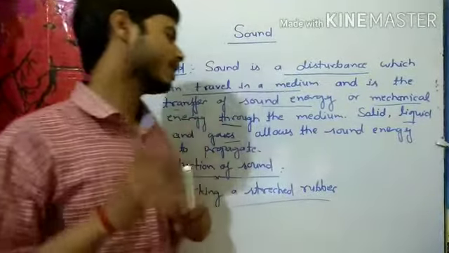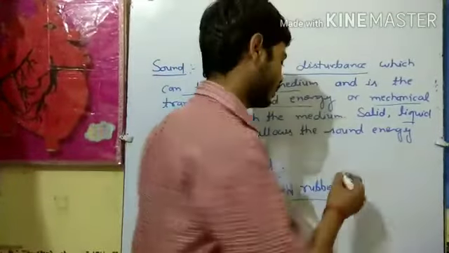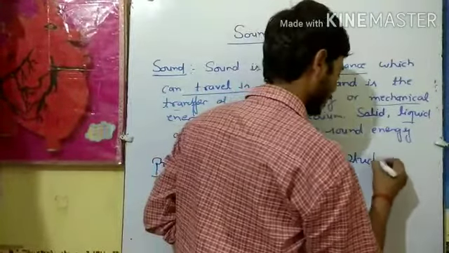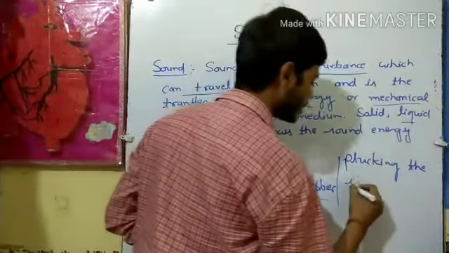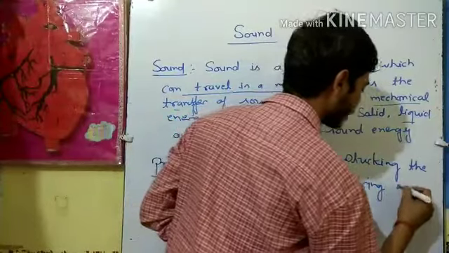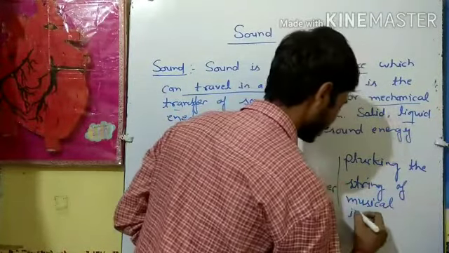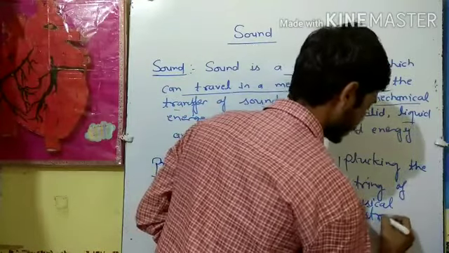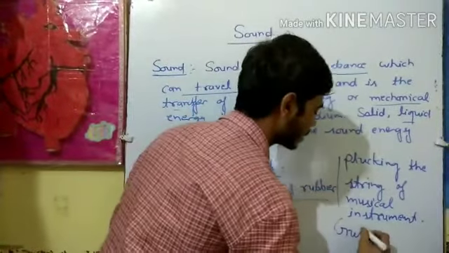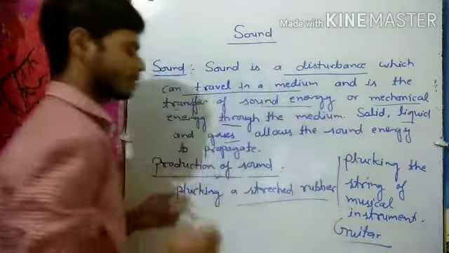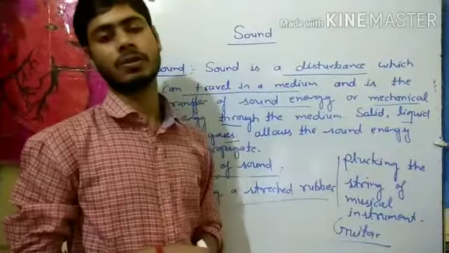Now take one more example, plucking the string of a musical instrument. So what is a musical instrument? We can take the example of a guitar. A guitar is a musical instrument. So when we pluck the string, the sound is also produced.